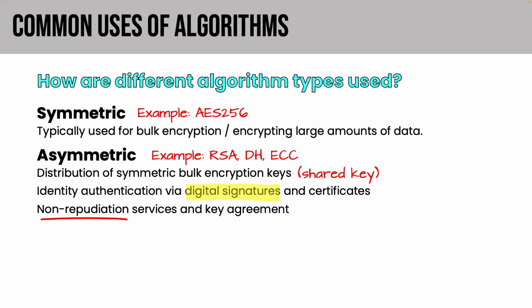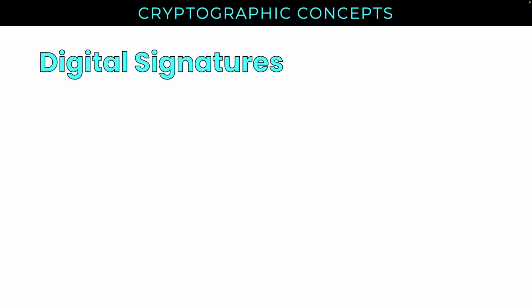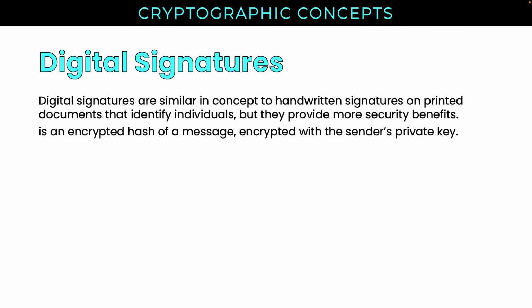And then I'll just add hashing to the list here, where we talked about verification of digital signatures, generation of pseudo-random numbers, and integrity services. I put some examples of algorithms on there. You won't be tested on those on the exam, of course. Then we have digital signatures. So digital signatures are similar in concept to handwritten signatures on printed documents that identify individuals, but they provide more security benefits. It's an encrypted hash of a message encrypted with the sender's private key.